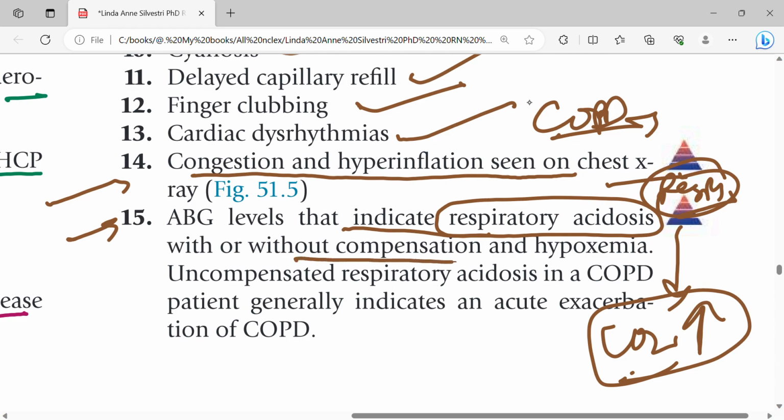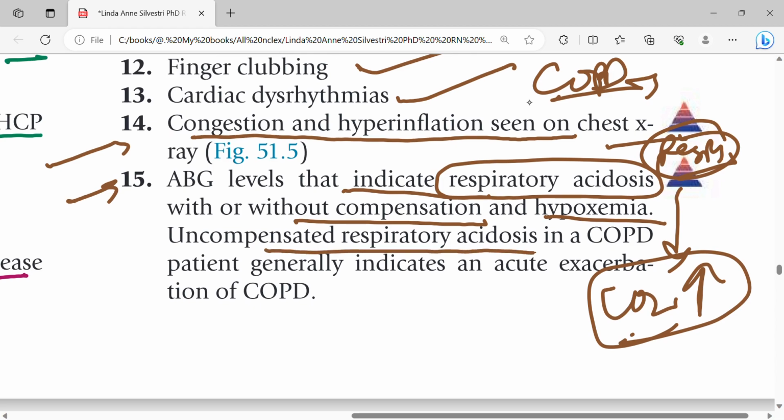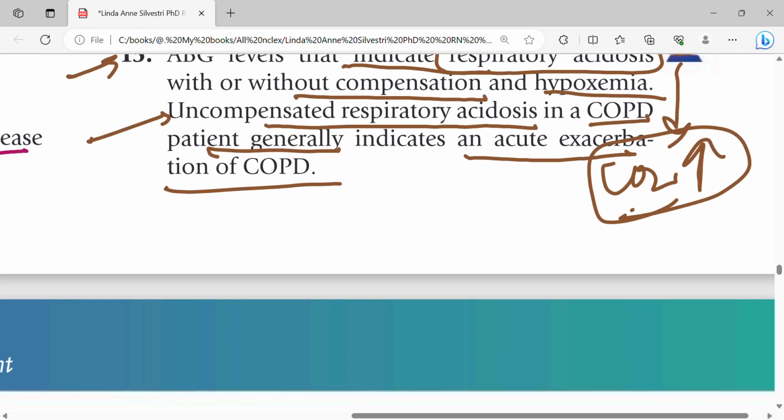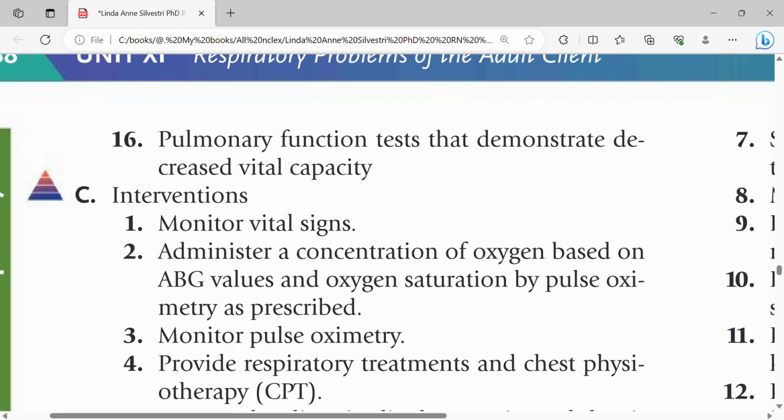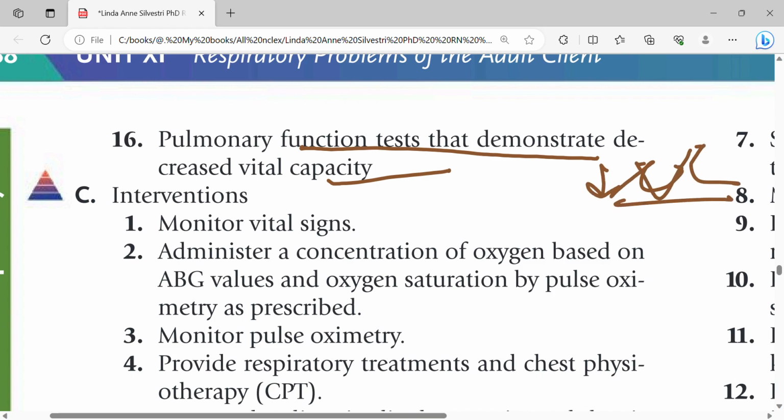Respiratory acidosis with or without compensation, and hypoxemia will be there. Uncompensated respiratory acidosis in a COPD patient generally indicates acute exacerbation of the COPD. Uncompensated respiratory acidosis, what will it indicate? Acute exacerbation of the COPD. Next one is pulmonary function test, which demonstrates a decreased vital capacity.